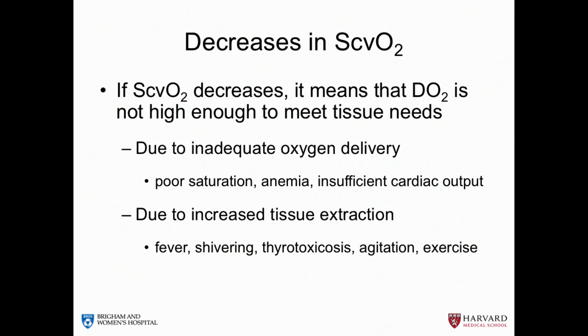So if we have inadequate oxygen delivery, that might happen because there's respiratory failure and poor saturation. Patients could be significantly anemic, or there's insufficient cardiac output. It could also be due to increased tissue extraction, which might happen in a patient who's febrile, a patient who's shivering. It could happen in thyrotoxicosis, patients who are agitated, or in the setting of exercise.